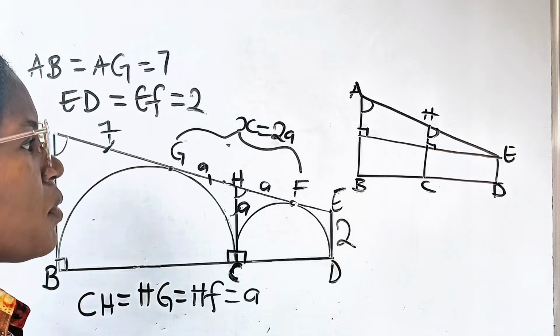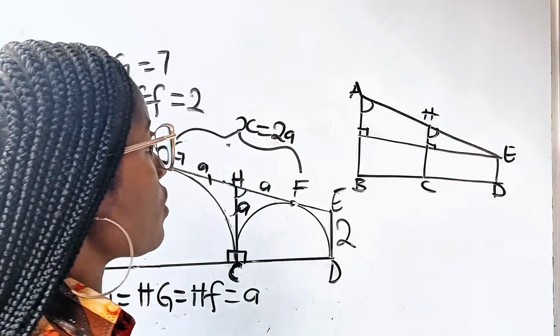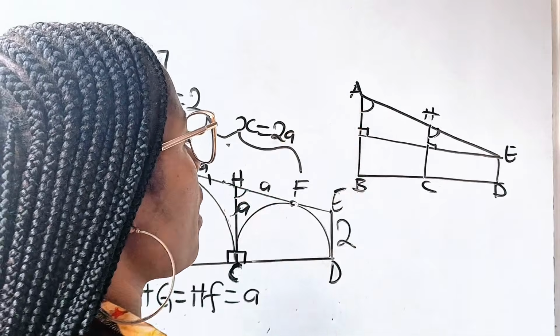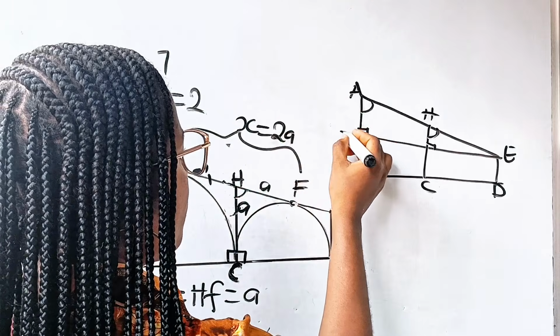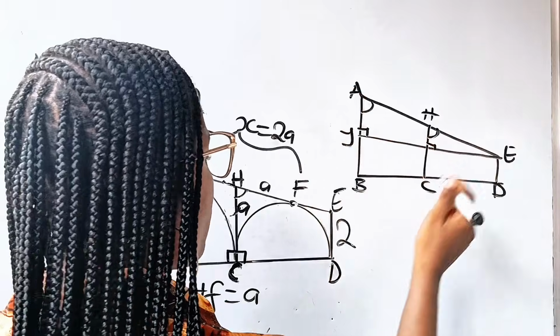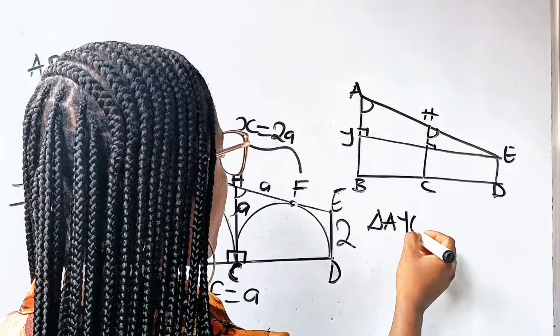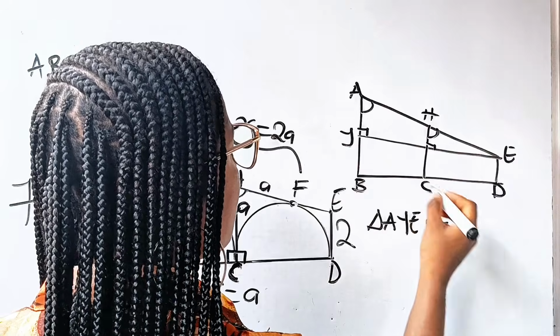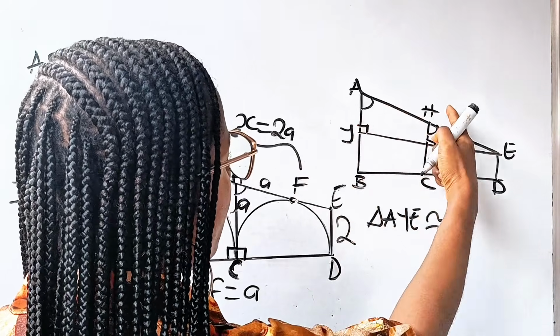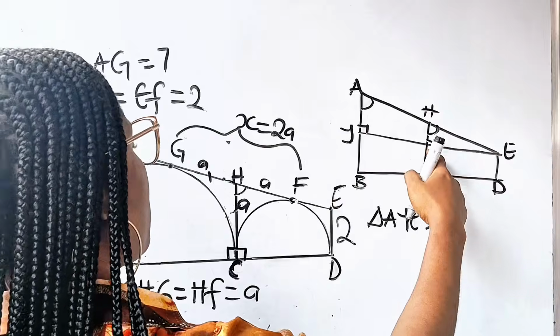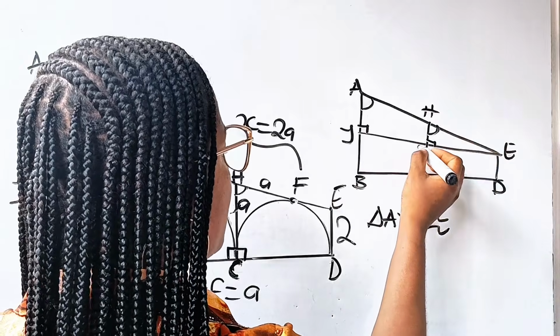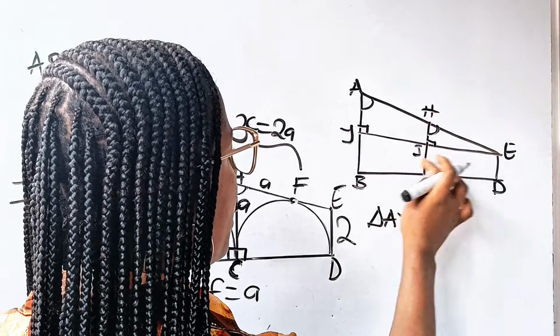Now, what this is simply telling us is that if we consider triangle A, now let me call this Y, triangle AYE, right? So triangle AYE will be similar to triangle H. What point should I call this? Let's call this point I. Triangle HIE, right?